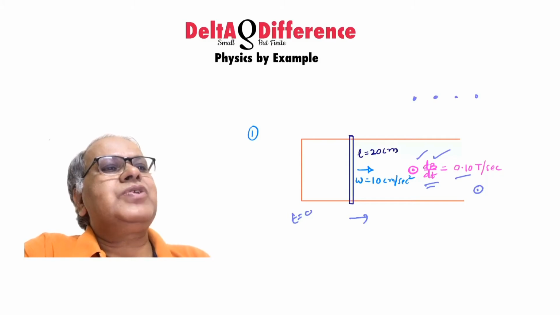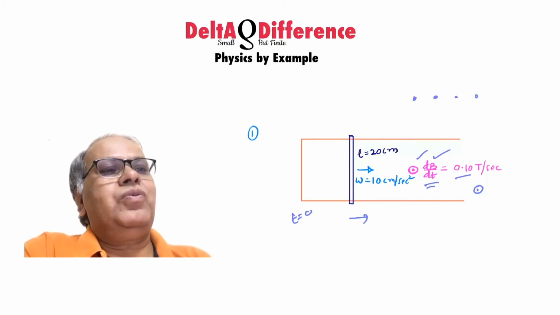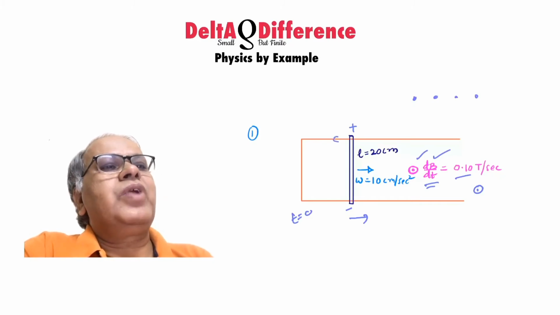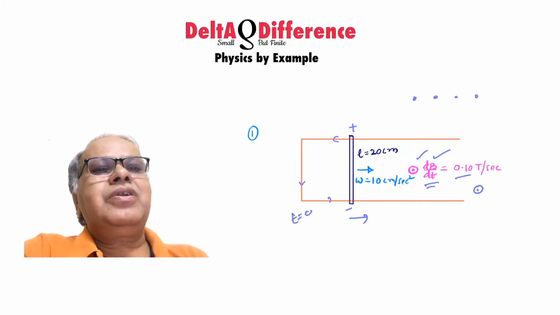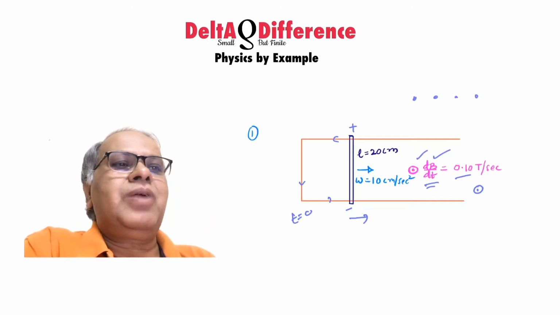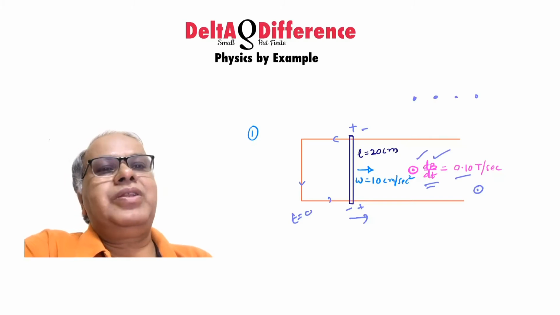As a result, an EMF is going to be developed between the ends of the rod, due to which a current might flow. For example, if this end becomes plus and this end becomes minus, or the other way, the current would be flowing like this. But right now in our problem, we need to find out only the EMF, not the current. Probably in this case, this becomes plus, that becomes minus. That we'll check later by the rules. All right.